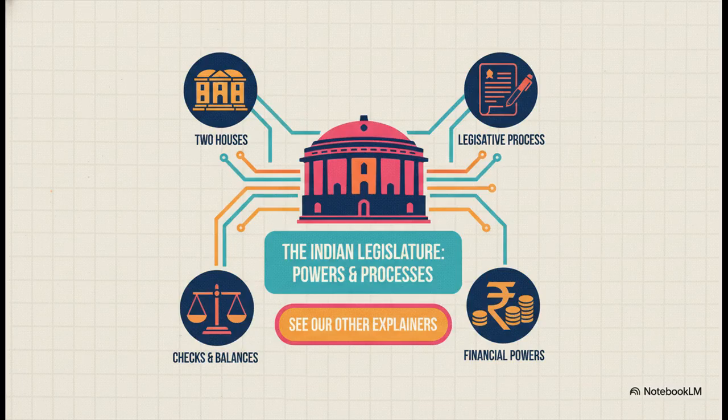And that brings our system analysis to a close. We've run through the core functions, we've compared the power of the two houses, we've traced how a law gets made, and we've looked at those all-important checks on the executive. Now, this briefing was really focused on the machinery, the powers and procedures. But that's only part of the story. To get the full picture on how Parliament actually represents people and serves as that great national stage for debate, you'll definitely want to check out the other explainers we have on this chapter.